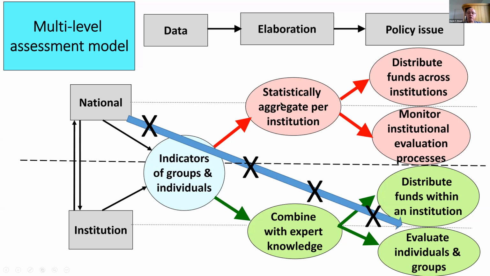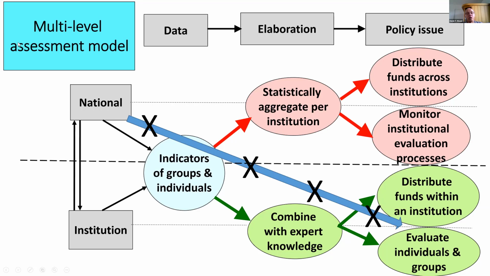So at the national level, you can statistically aggregate and perhaps use them in formula to distribute funds among institutions, but you should not look into the kitchen, so to speak, within an institution, because the indicators do not give a sufficiently complete picture of what is happening within those institutions. And again, combining indicators with expert knowledge is absolutely essential.